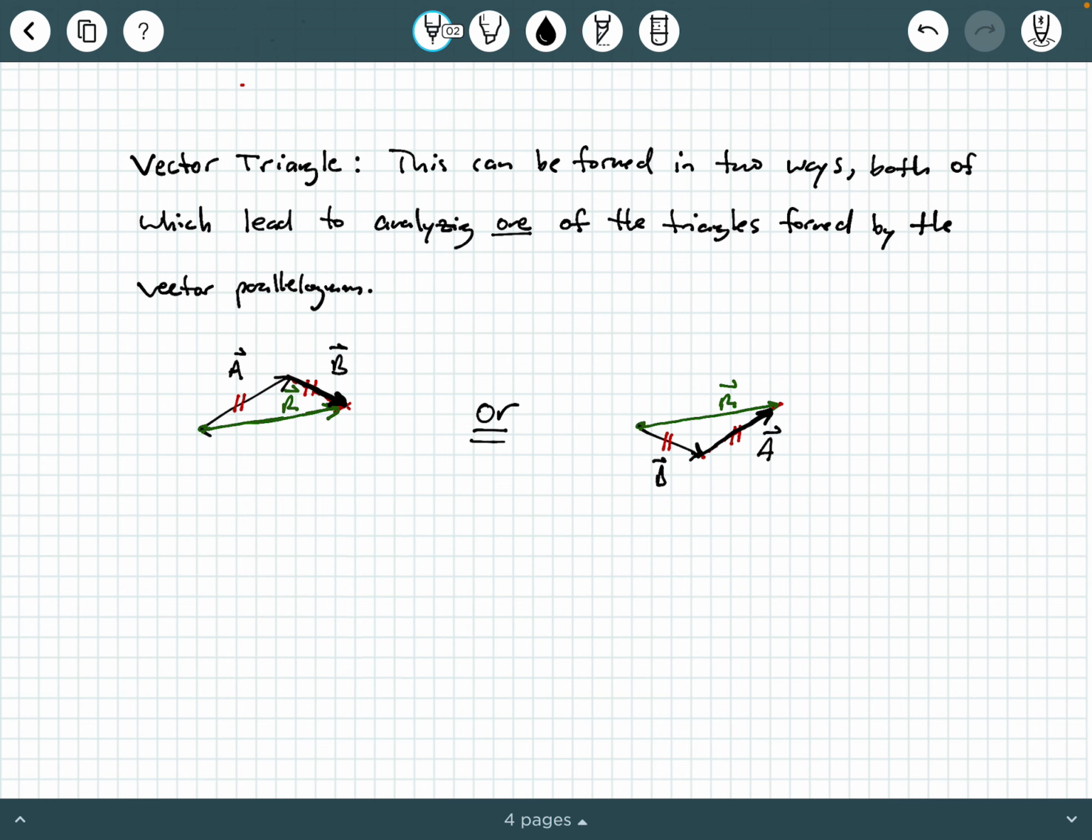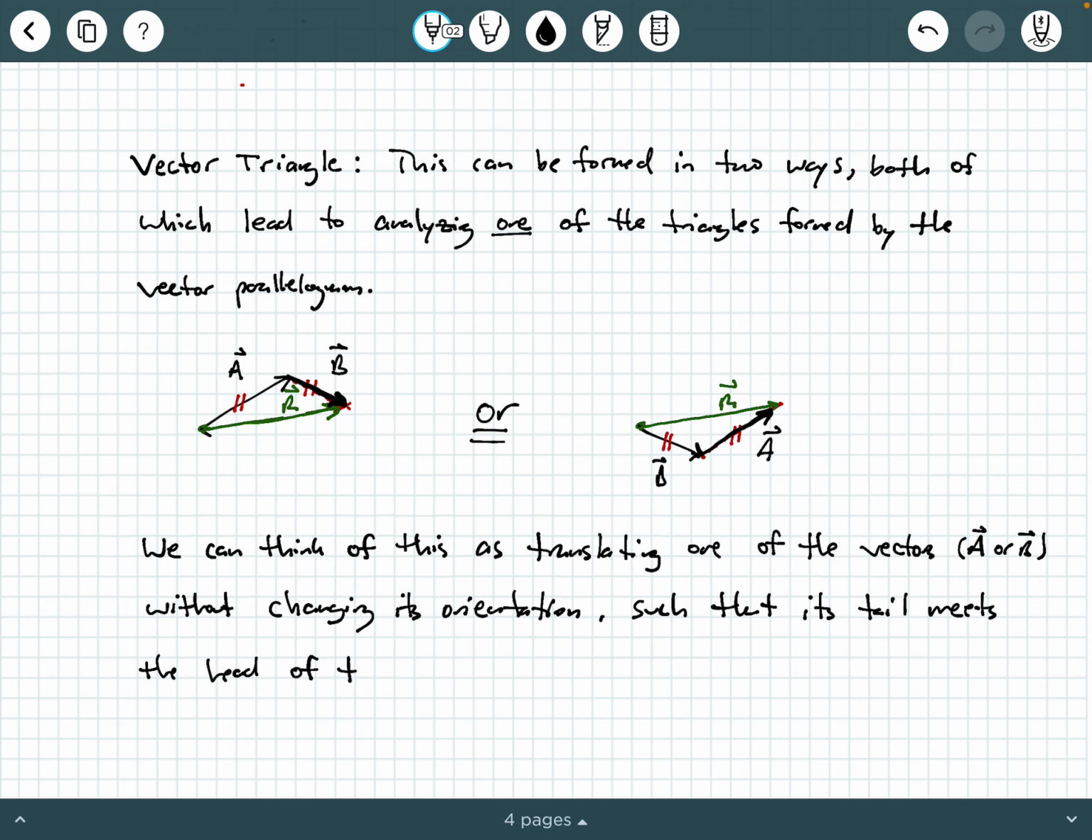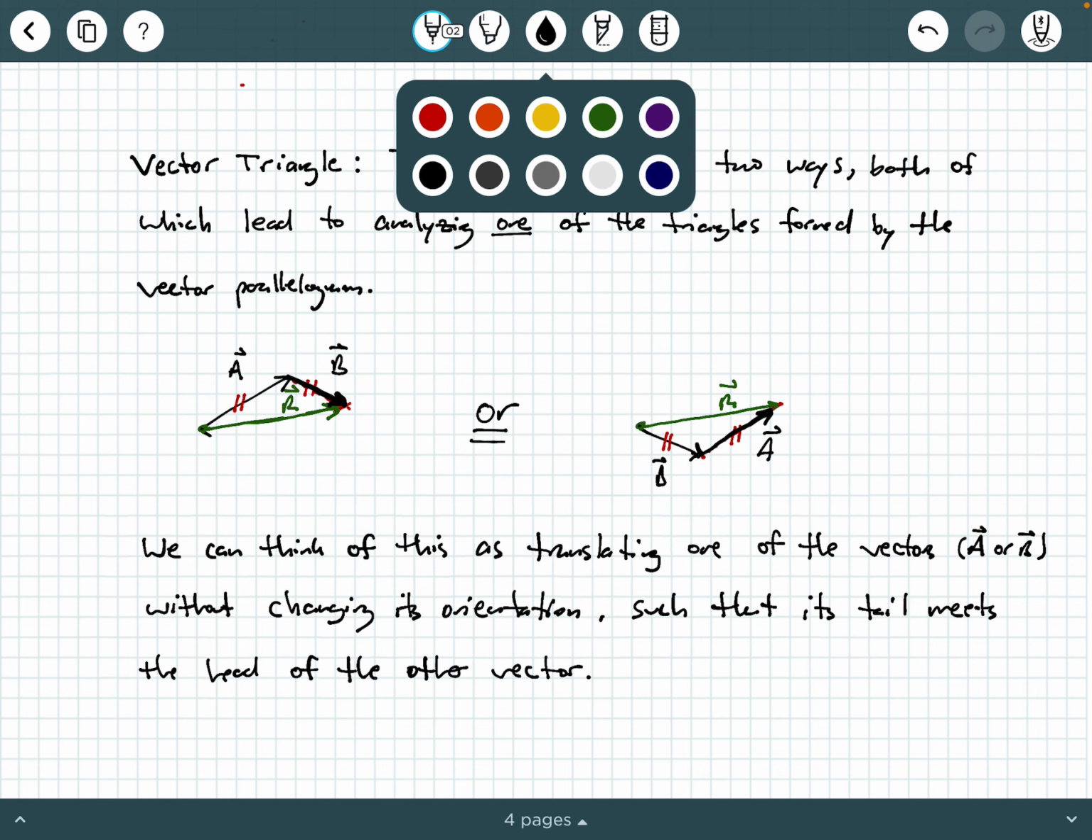Another way we can think about this is the following. We can think of this as translating one of the vectors, we'll say A or B, without changing its orientation, such that its tail meets the head of the other vector. Okay?